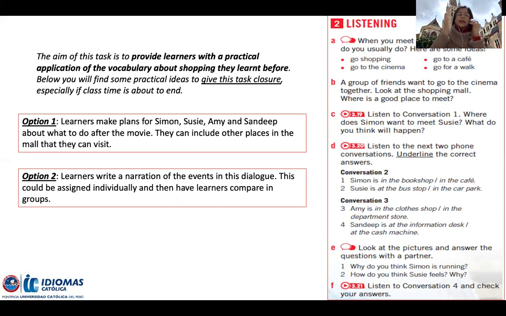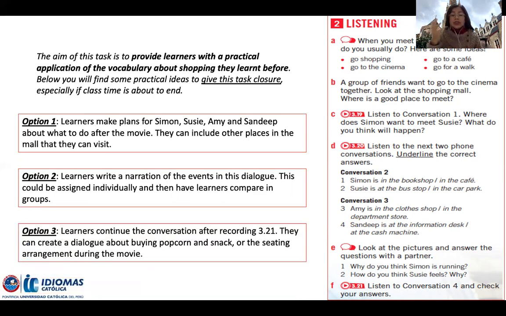Option 2, learners write a narration of the events in this dialogue. This could be assigned individually and then have learners comparing in groups. A good idea to wrap up listenings and readings, because both are receptive tasks, is to have students summarize. This is a very good idea because it also activates this hot skill, which is very important to start developing in our students: summarizing.